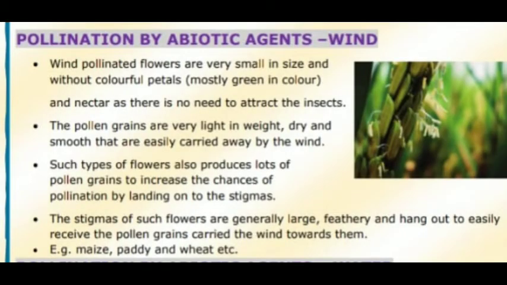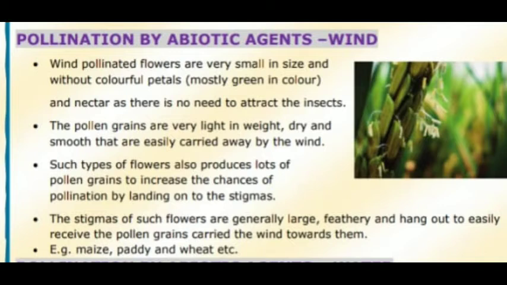These were the two examples which we saw for biotic agents. Now we'll go for abiotic agents. Abiotic agents, first one is wind. Wind also helps in transfer of pollen grains. Wind pollinated flowers are very small in size and without colorful petals. They are mostly green in color and have no nectar, as there is no need to attract the insects.